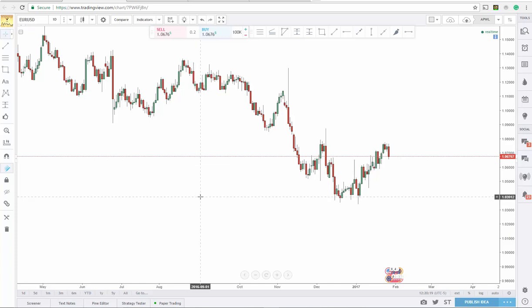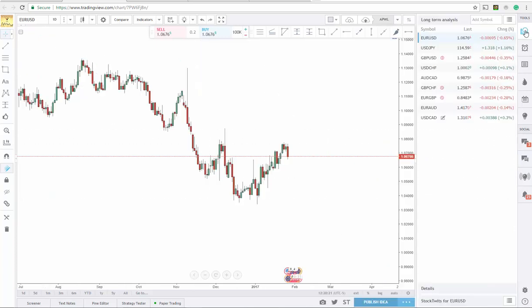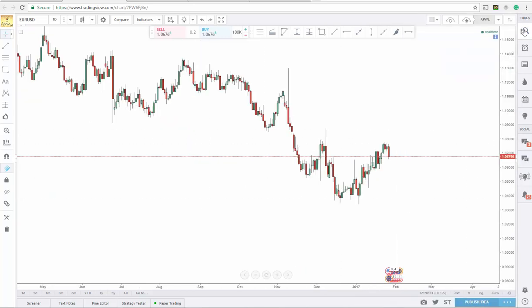Alright guys, so we're going to start this long-term analysis out here on the euro dollar. Here on the euro dollar, we're on the daily chart. And the first thing I like to do is go ahead and point out levels of structure that I think will be significant in the market.